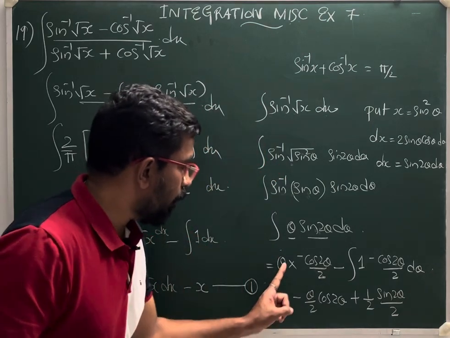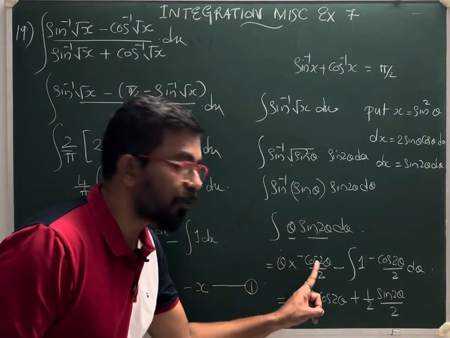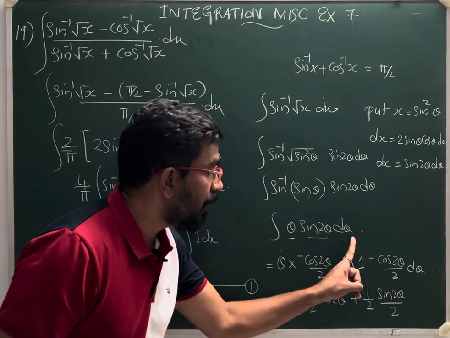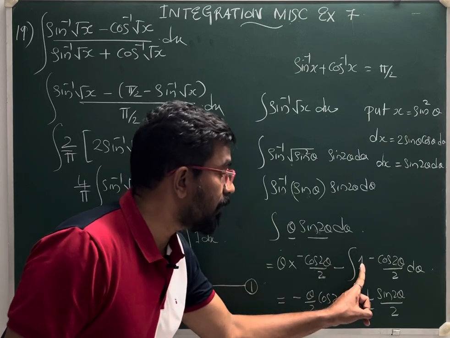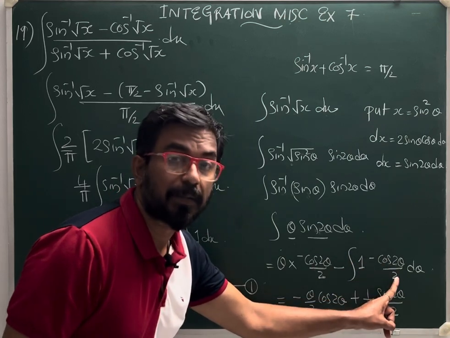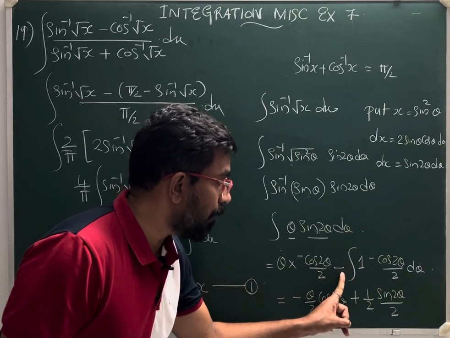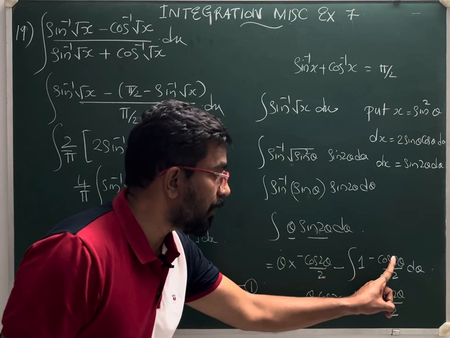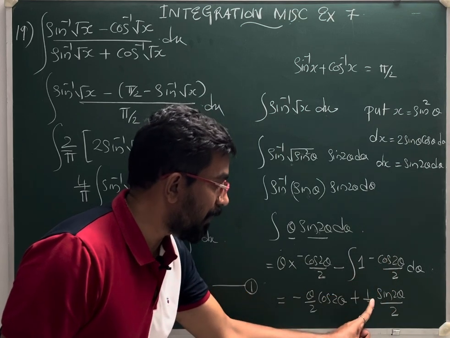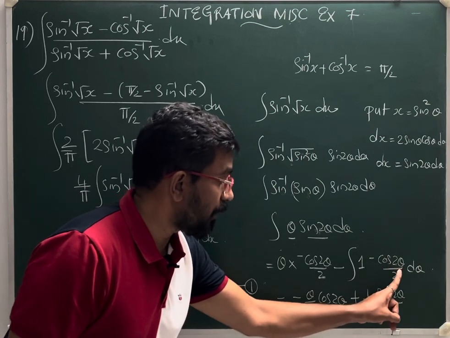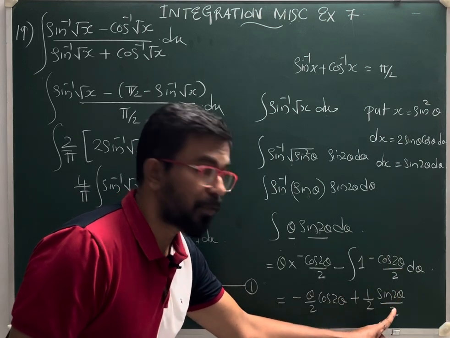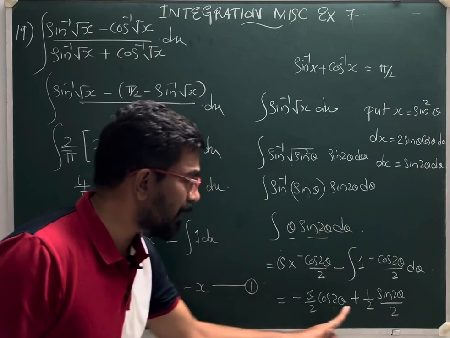So the integration is over. Once again, this is first function into integral of second minus integral of derivative of first function into integral of second function. This minus minus will become plus. Then 1 into cos 2 theta is cos 2 theta. This 1 by 2 I keep outside. Cos 2 theta integration is sin 2 theta by 2. So this integration is over.